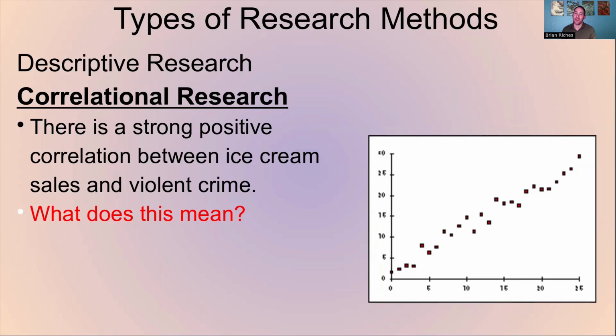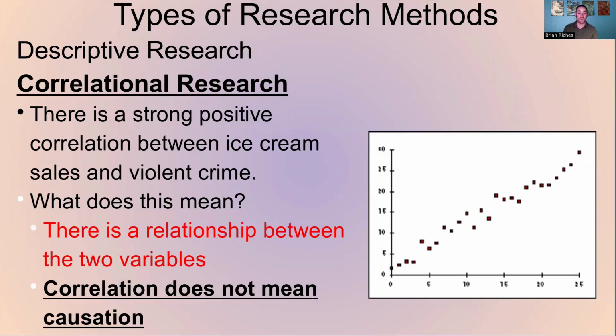To have ice cream that makes people go and commit crime. But no, right? These are not actually causally related. There is a relationship between these variables. They're definitely related to one another, and we can graph and map this connection. They're related, but one is not causing the other. The ice cream is not causing the violent crime. The violent crime is not causing the ice cream sales. They are correlated. They are related to one another, and correlation does not mean causation.